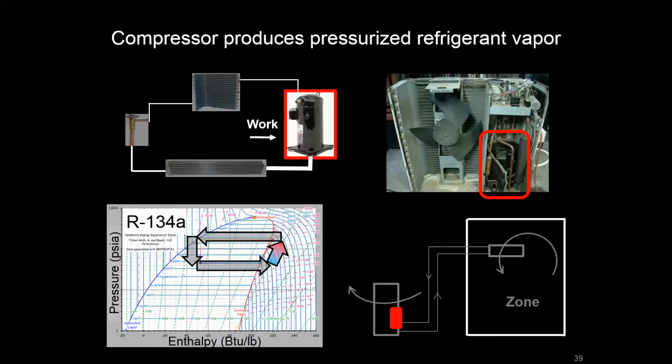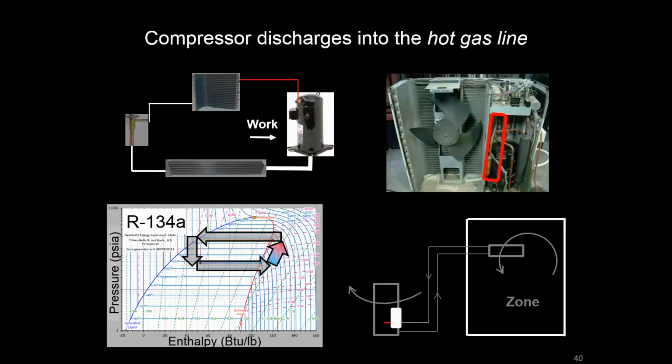And you can see on the saturation chart that we're going to see a little bit of an enthalpy change from the heat that's picked up, and we're going to see the pressure get to the constant pressure line that we see it go at across the condenser process. So the compressor spits out into what's called the hot gas line, and you can see it represented here both in the schematic and in the condensing unit.